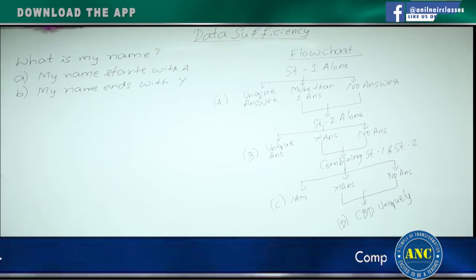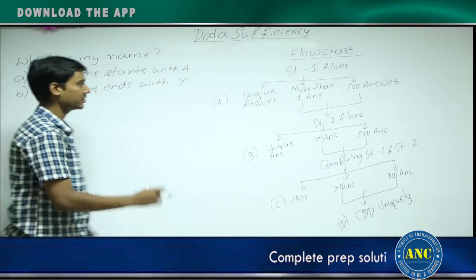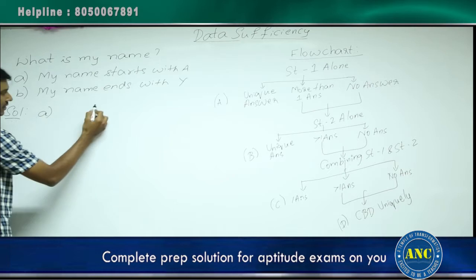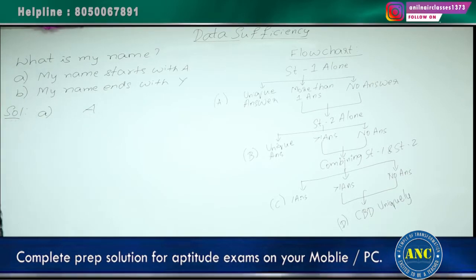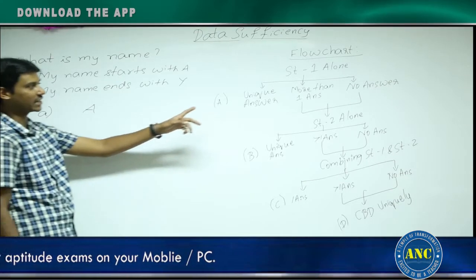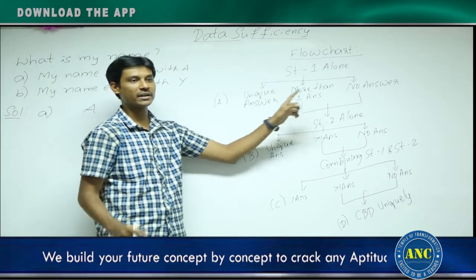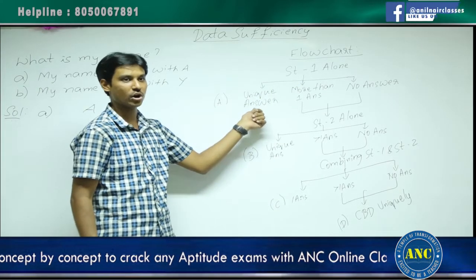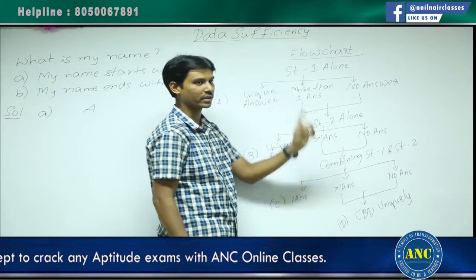These are the two statements given, followed by the main statement. First you need to take statement 1 alone. Statement 1 alone is, my name is starting with A. If my name is starting with A, can you tell definitely that my name is Ajay only? No. You are not getting a unique answer. There is more than one name which starts with A. After taking statement 1 alone, you are getting more than one answer.